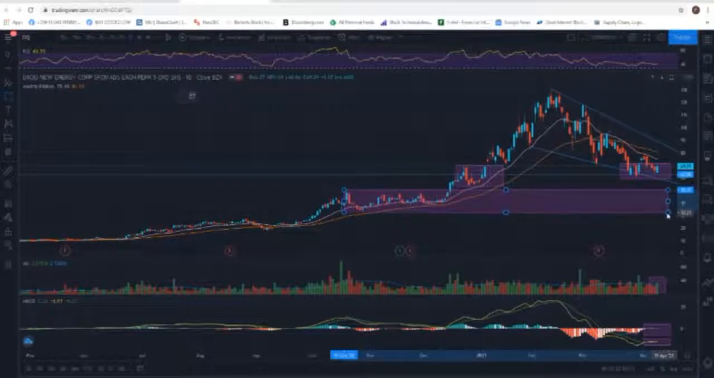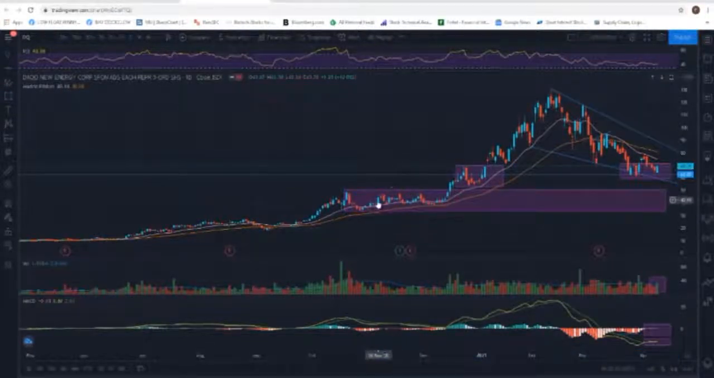Do you see these levels? Do you see this area where it consolidated 4 or 5 months? Okay. So, as soon as the price passes above what was resistance before, we go back again to the low. What was resistance before becomes support, right?